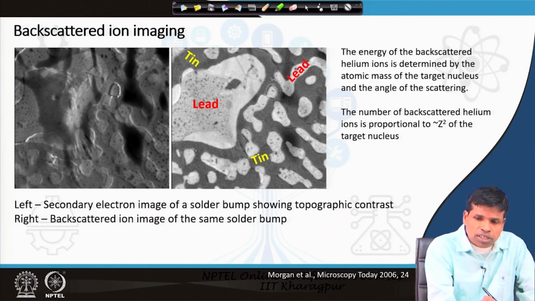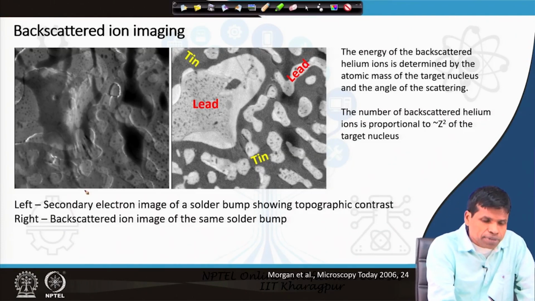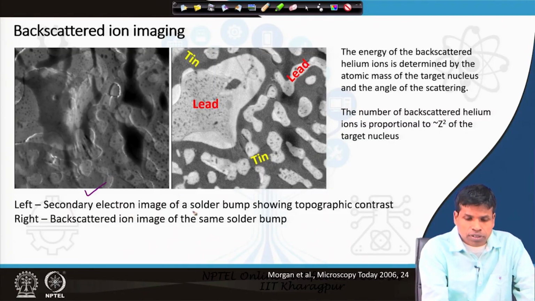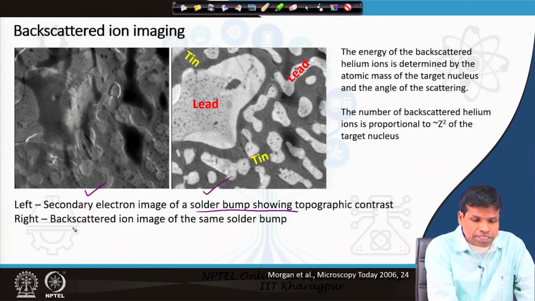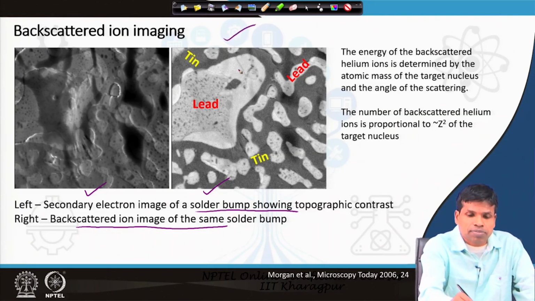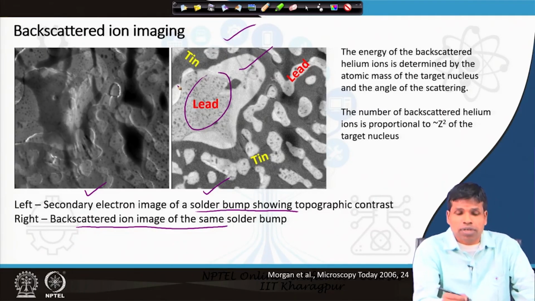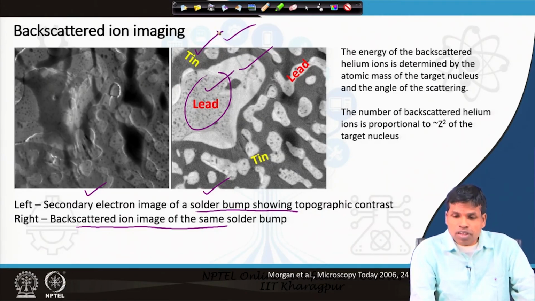Here you see the left side image is a secondary electron image giving the topographical contrast, but the right side is a backscattered ion image. Clearly the same solder place, some solder bump. This is a lead tin solder bump, giving a quite drastic difference in the contrast level. This region is much brighter because it has higher atomic number, lead has higher atomic number compared to the darker region where it is tin, with low atomic number.